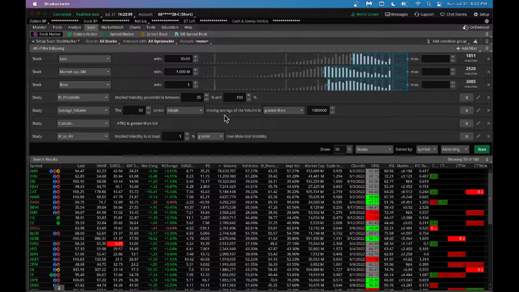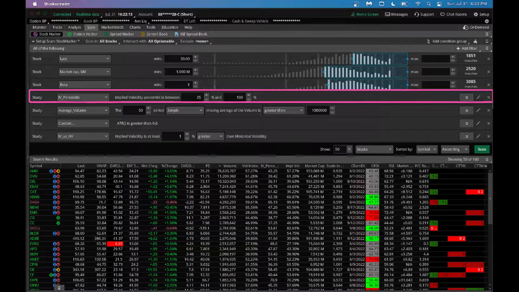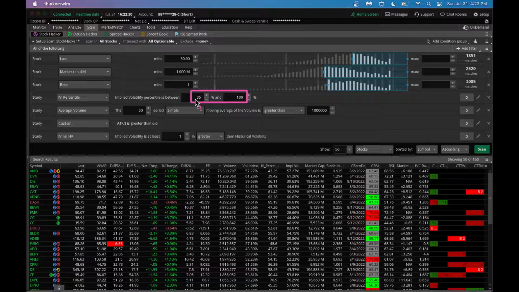And then you got here IV percentile. In the Thinkorswim platform, IV percentile is named a little bit incorrectly. It throws a lot of people off guard. IV percentile in Thinkorswim means IV rank. I want to make sure the IV rank is between 35% and 100%. Higher the better. That tells you these stocks are volatile. I put 35 here because with some stocks you get some good premium even when it's lower.